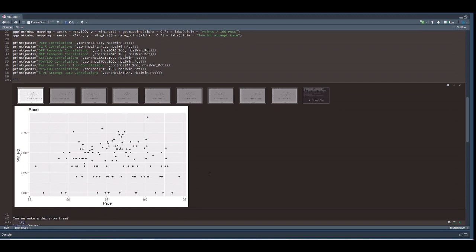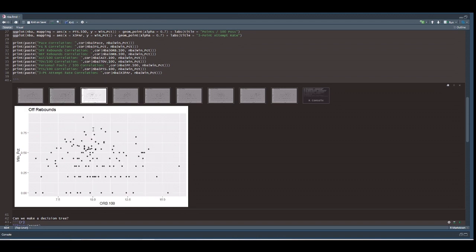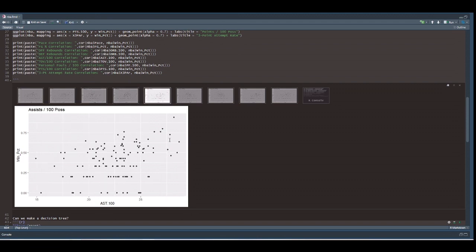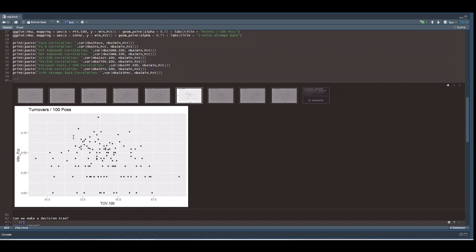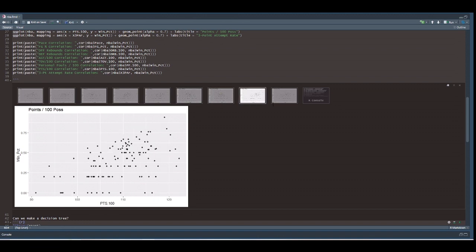But then I have the correlations. And we can look at which variables are most strongly correlated as opposed to looking at these scatter plots. So you have pace, kind of even there. Field goal percentage, obviously a strong positive correlation there. Offensive rebounds, not really correlation. Defensive rebounds, however, very strong correlation. Assists, positive correlation as expected. Turnovers, not as strong of a negative correlation as I expected, but it's there. Personal fouls, a little stronger negative correlation. Points, obviously strong positive correlation.